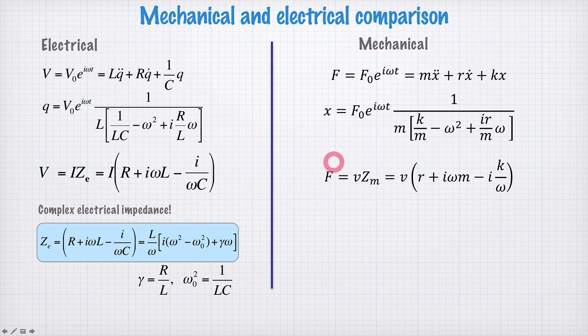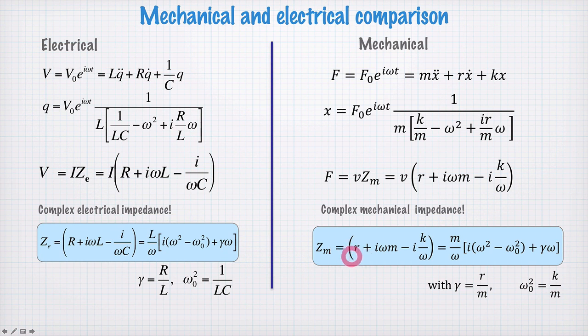We can do it by analogy. We can write force is equal to the velocity, which is x dot, times Zm, which is now the mechanical impedance, and we can define it like this. So we can define the complex mechanical impedance to be the damping rate, I omega times the mass, minus I times spring constant divided by the frequency, or we can write it in pretty much the same form as this equation here by making factors of gamma and omega naught squared, where gamma is R on M and omega naught squared is K on M.